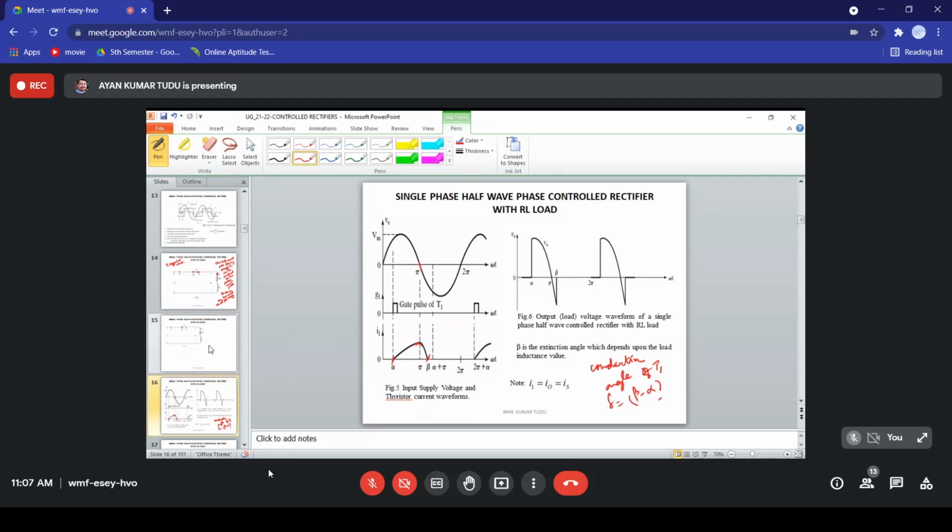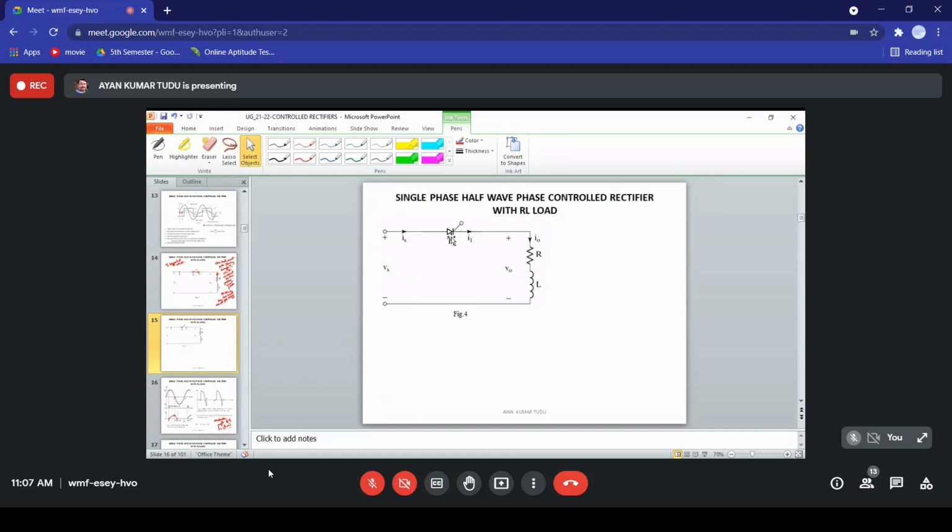This thyristor T1 will continue the load current until all the inductive energy stored in the inductor L is completely utilized, and the load current through this thyristor T1 will fall to 0 at omega t equal to beta. At omega t equal to beta, the load current falls to 0.